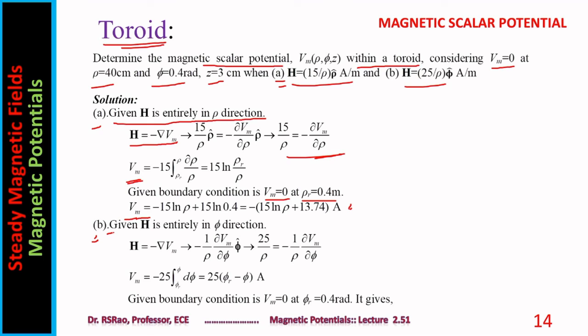In case of B, given H is entirely in the phi direction. When it is in the rho direction, we have to consider the rho component of grad Vm. When H is in the phi direction, we have to consider the phi component of grad Vm. That component is equated to the field, resulting in 25 by rho equal to minus 1 by rho dou Vm by dou phi. Performing integration results in Vm equal to 25 (phi r minus phi) amperes. Given boundary condition is Vm is 0 at phi r equal to 0.4 radians. Substitution results in Vm.